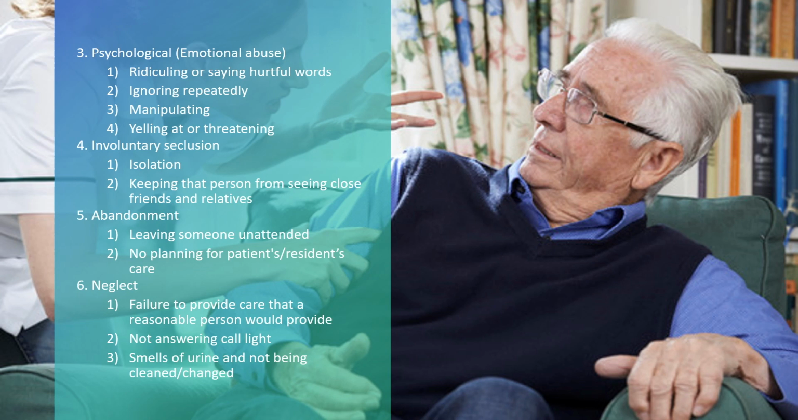4. Involuntary seclusion: isolation, keeping that person from seeing close friends and relatives. 5. Abandonment: leaving someone unattended, no planning for patients' or residents' care. 6. Neglect: failure to provide care that a reasonable person would provide, not answering a call light, urine smells, not being cleaned or changed.